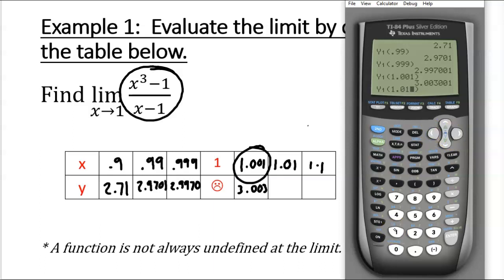Now if you ever want to delete something, you can put your cursor on top of the number you want to delete and just push the DEL button. First row there, third button over.